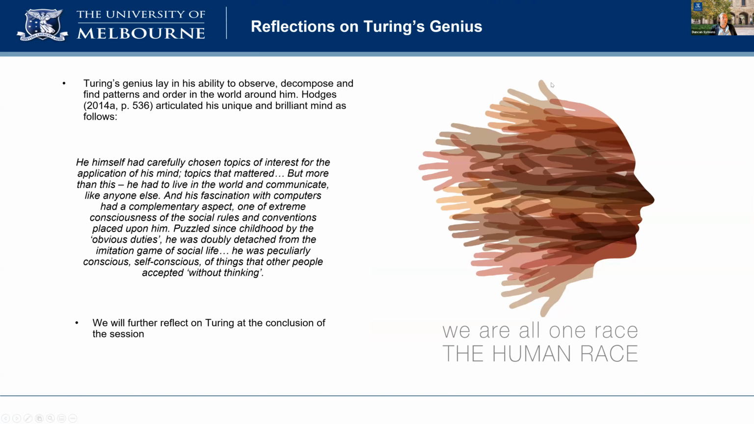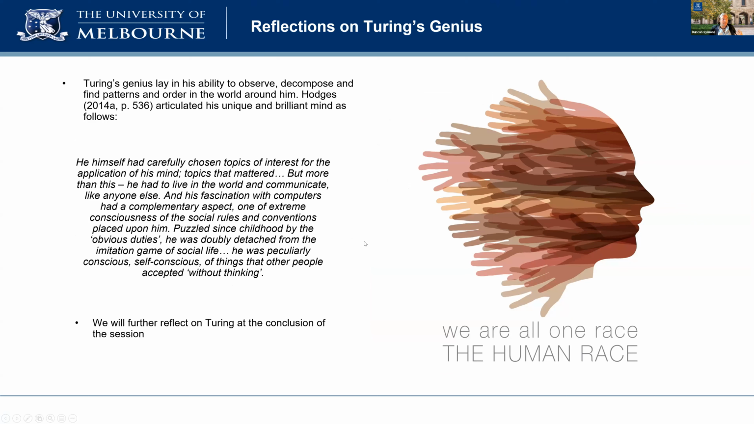I think this is really important. Turing's genius lay in his ability to observe, decompose, and find patterns and order in the world around him. This is a really nice quote. He himself had carefully chosen topics of interest for the application of his mind, topics that mattered.